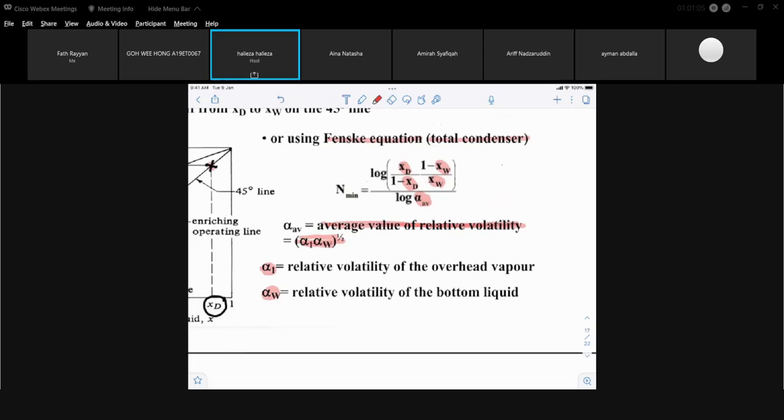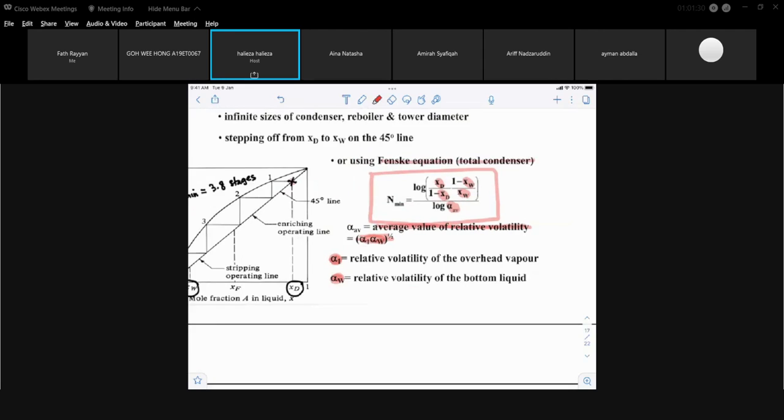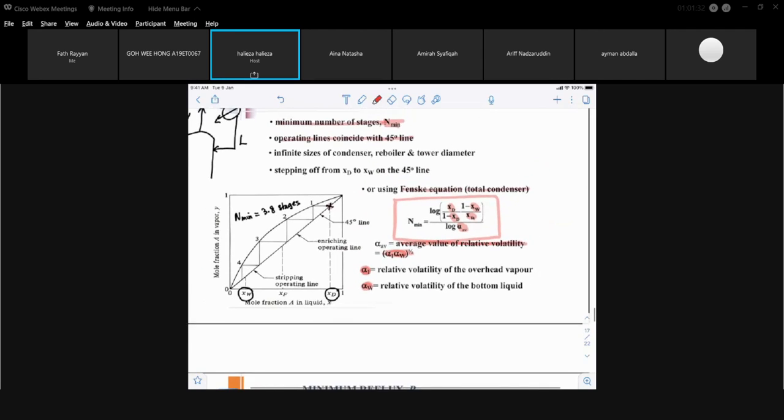So you need to calculate your relative volatility, and we already mentioned how to calculate relative volatility. You just need to scroll up to the very beginning of the notes, and you will find the equation to calculate the relative volatility. If you use the Fenske equation, that is going to give you approximately the same value as if you do it graphically. So that's how you get your minimum number of stages.